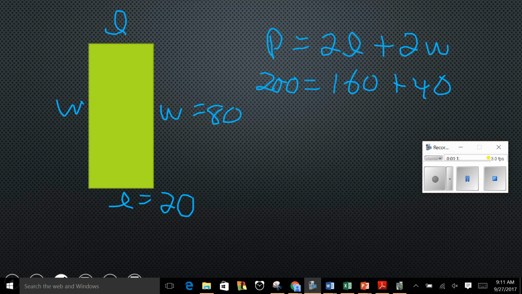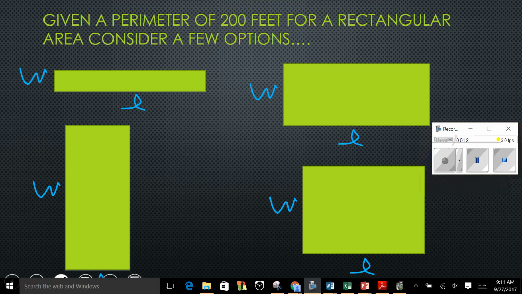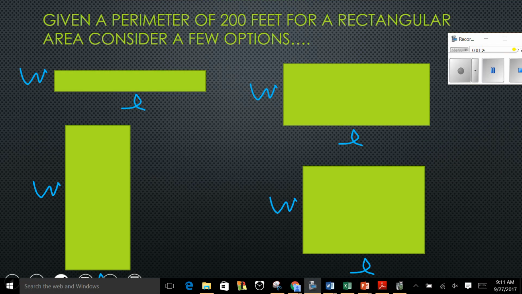A lot of times, if we don't know where to start building our model, we start thinking about all the possibilities, and it becomes overwhelming. So here's an example where I've given you four examples of different rectangles that are all different shapes. So we're going to get different areas here. But we can come up with these four rectangles that have a perimeter of 200. So we quickly are overwhelmed with possibilities.